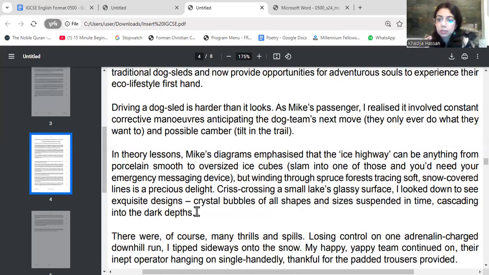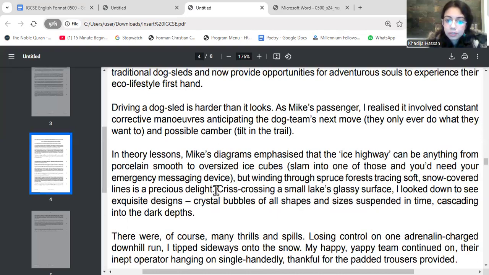So again, she takes us into another moment of time when Mike was giving them theory lessons. Theory lessons before these tourists go on their own to drive the dog sleds, right? So he's explaining that the ice path on which they're going to be driving the dog sleds can either be really smooth or they can be oversized ice cubes, which is obviously problematic. So he was preparing them for the best and the worst case scenario, right? So he's giving them a tutorial, if you will.